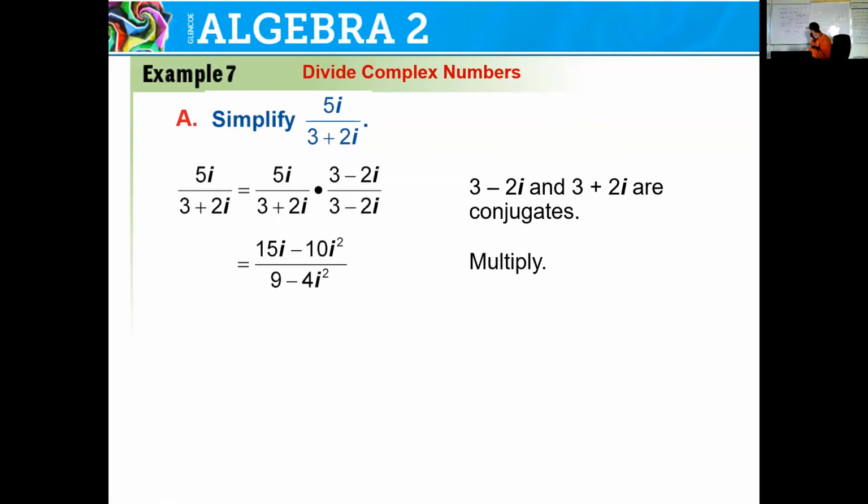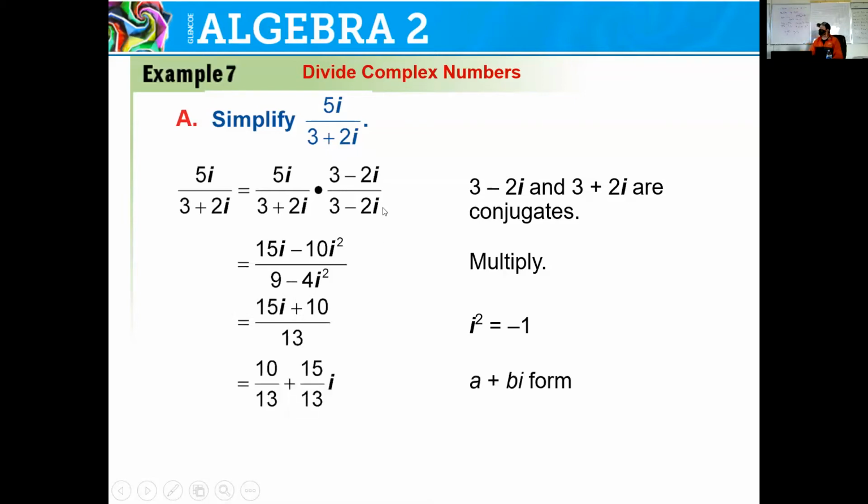So they multiply it. Remember, i squared turns into negative 1. And then they break it into a plus bi form. So that is your final answer.